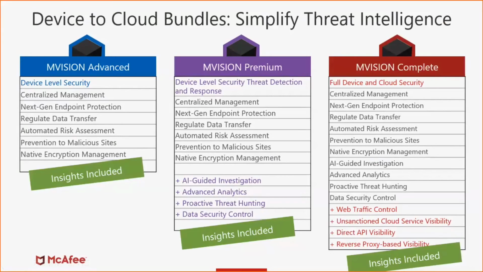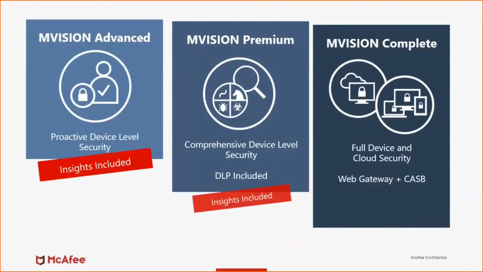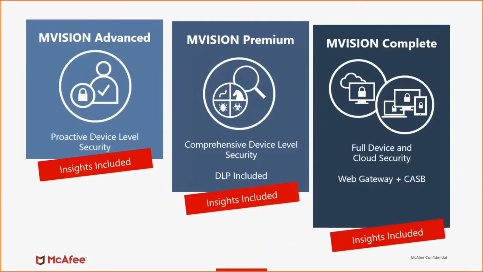And as we move on to MVision Complete, we get a full-force endpoint and CASB solution with web gateway on the cloud, to protect the devices all the way to your cloud solutions like Office 365 and so on. So this simplifies it. The first one is endpoint centric. The second one gives you DLP and EDR features, while MVision Complete gives you cloud web gateway and CASB for those customers with Office 365, G Suite, that sort of thing.